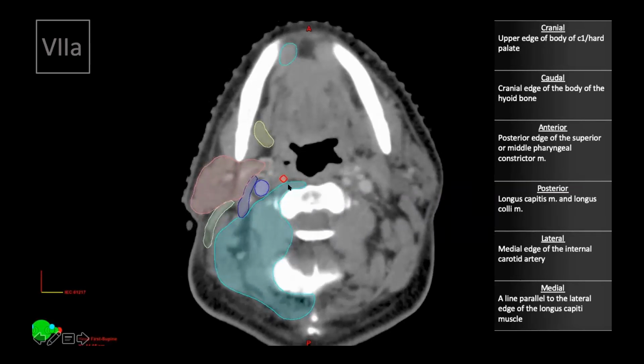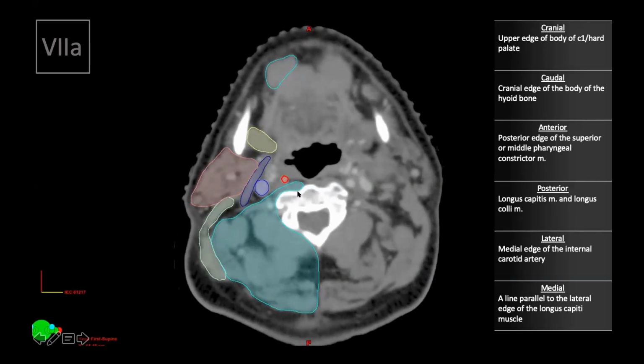This is the prevertebral muscle over here, and this is the pharyngeal constrictor muscle. This thin, dark space that you see over here is the retropharyngeal group of lymph nodes, and it's always medial. Level 2, when we were contouring, went till the medial border of the carotid. Medial to that is your retropharyngeal group of lymph nodes.